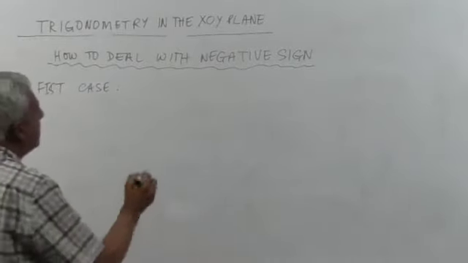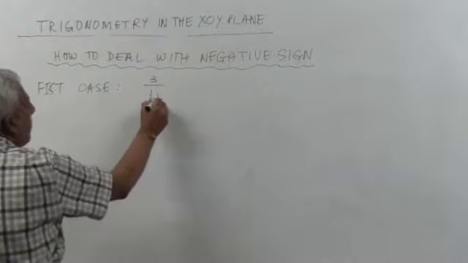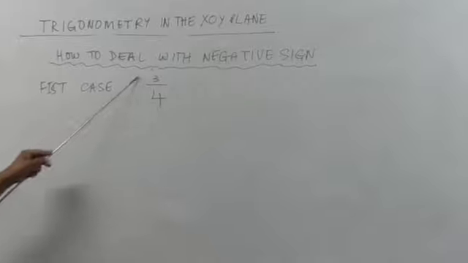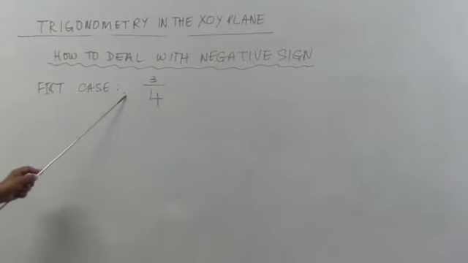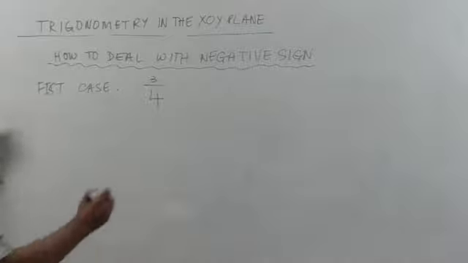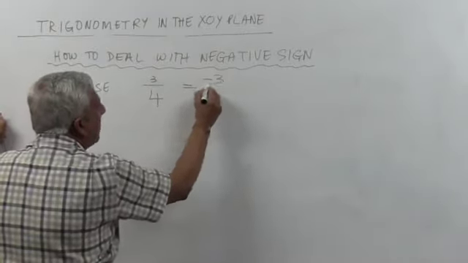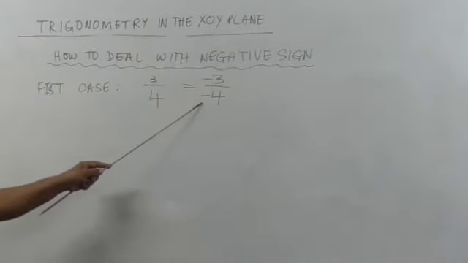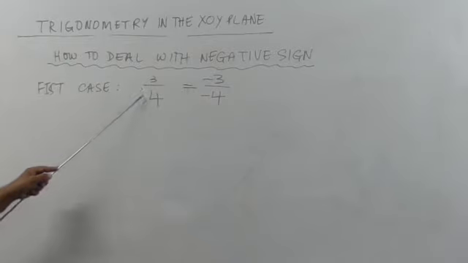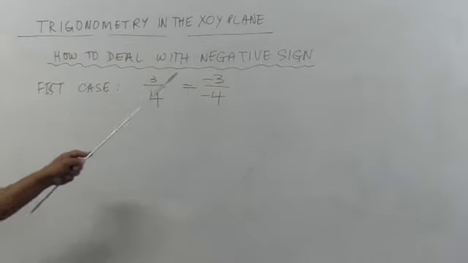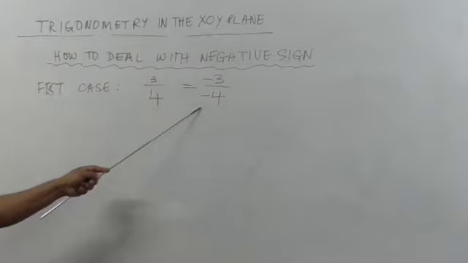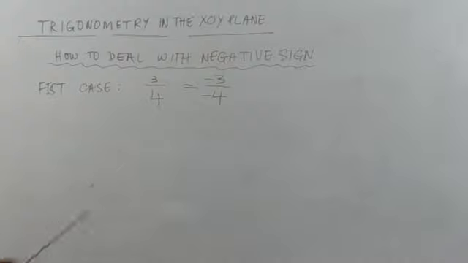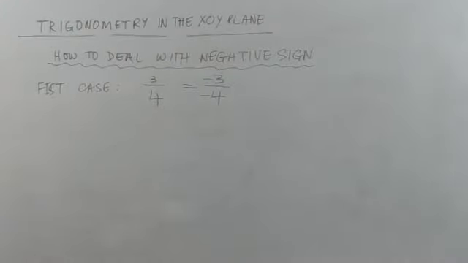The first case is, if you are given a thing like 3 over 4, there's no negative signs here. You cannot see any negative sign here. But because you're doing trig, you have to know that 3 over 4 is the same as minus 3 over minus 4. So that's what I mean by dealing with the negative sign. If you're given positive over positive, it is the same as negative over negative. So 3 over 4 can also be written as minus 3 over minus 4.